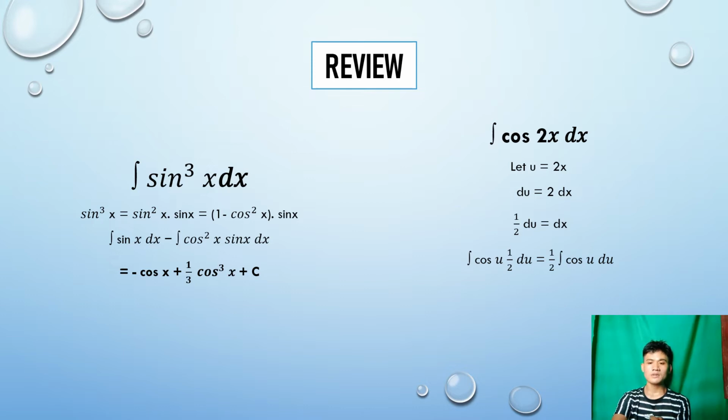Since 1/2 is constant, we just exclude it from the integration. So we have 1/2 the integral of cosine u du. And as we integrate the cosine u, or the integration of cosine u du, that will be equal to sine u, and then multiply to 1/2. So we have 1/2 sine u plus c. We all know that u has a value, and that is 2x. We just simply plug in 2x to substitute the value of u. So we have 1 over 2, or 1/2 sine 2x plus c.